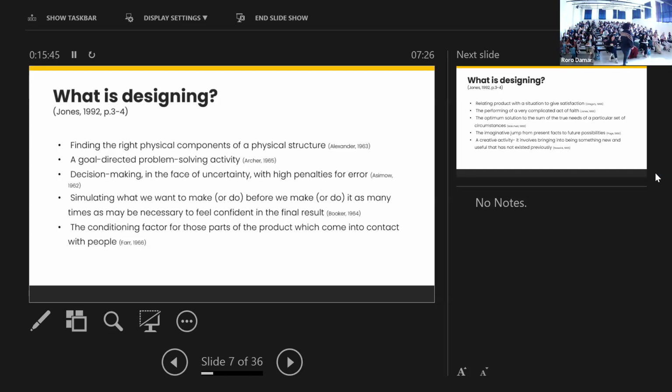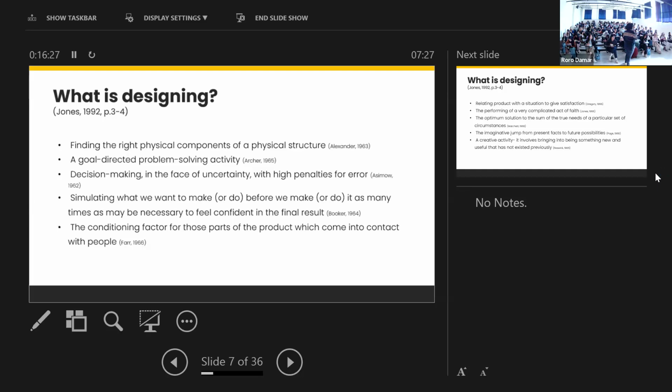Okay, next. Simulating what we want to make or do before we make or do it, as many times as may be necessary to feel confident in the final result. Meaning, you try on paper first, calculate it, simulate it through a model or 3D calculation, until you're confident that this will stand amidst the weather, the earthquake or something, and then you build it.